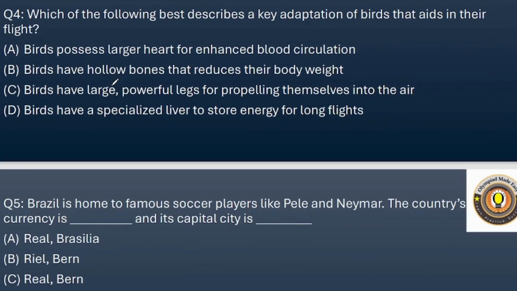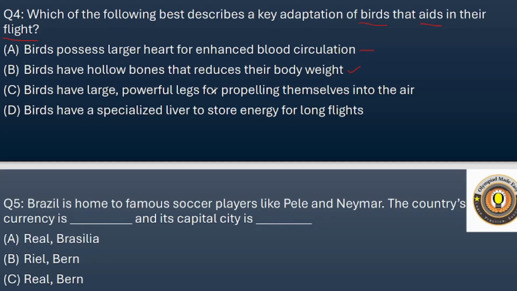Which of the following best describes a key adaptation of birds that aids in their flight? Okay, fine. So I was talking about the elimination method. It's quite possible that for some of the questions you may not know the answer. So how will you use the elimination technique to solve the question? Here the question is, which of the following best describes a key adaptation of birds that helps in their flight? Birds possess a larger heart for enhanced blood circulation. This may not sound very accurate, but we will keep it for now. We can't eliminate it completely. Birds have hollow bones that reduce their body weight. It makes sense. When body weight gets reduced, it will help in their flight.